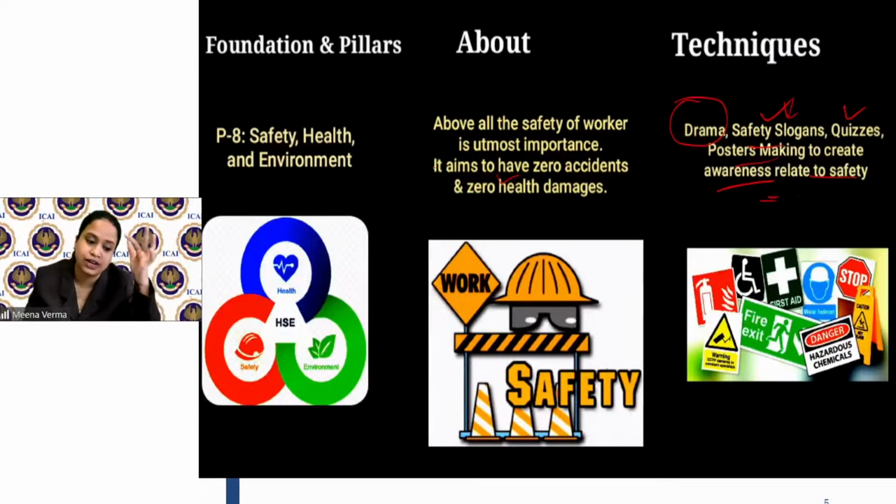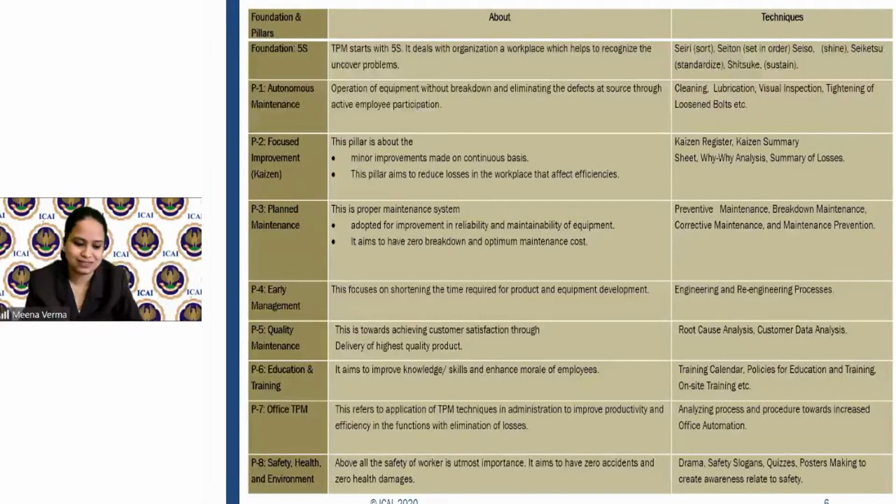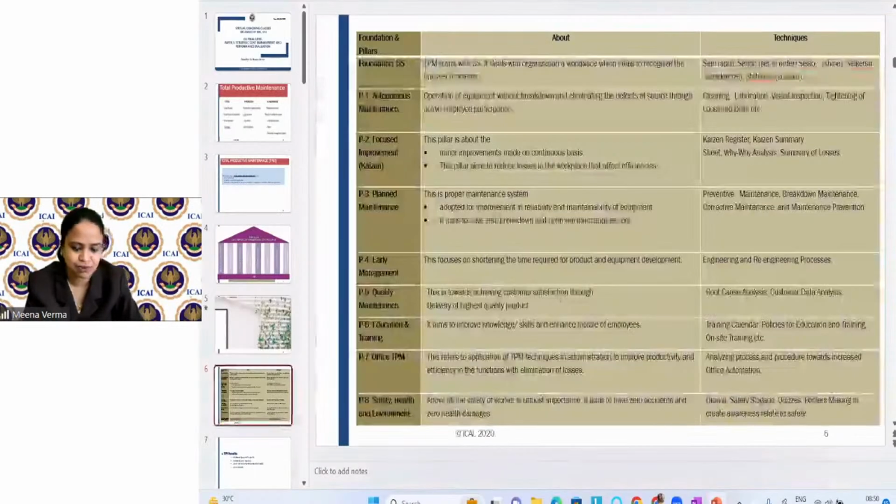This is important. Safety of the worker is of utmost importance. It aims to reduce accidents, and here we are expecting no accident at all. Not even one accident is acceptable. Zero accidents, zero health damage is the 8th pillar. You can imagine, I really like the way these strategies have been developed here.